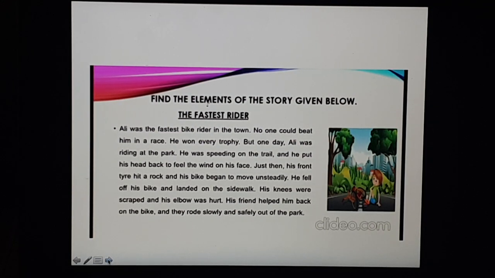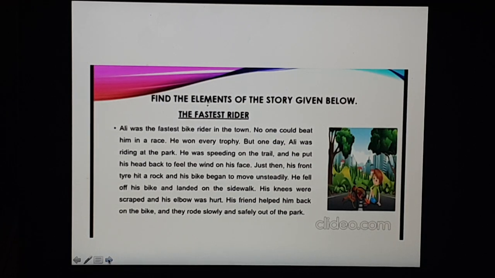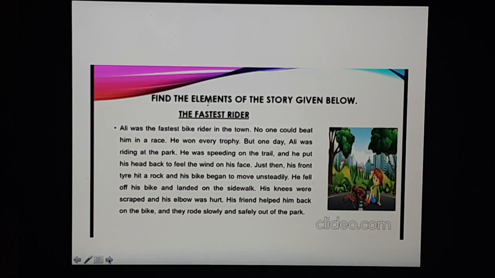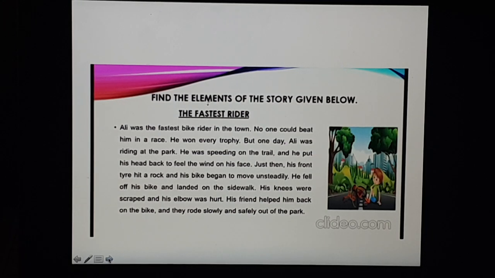The fastest rider. Ali was the fastest bike rider in the town. No one could beat him in a race. He won every trophy. But one day, Ali was riding at the park. He was speeding on the trail and he put his head back to feel the wind on his face.